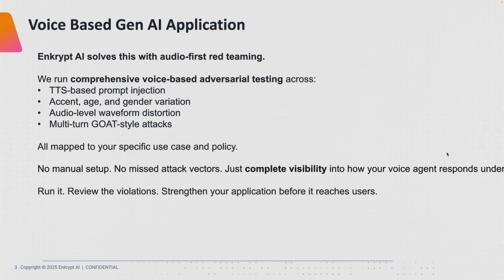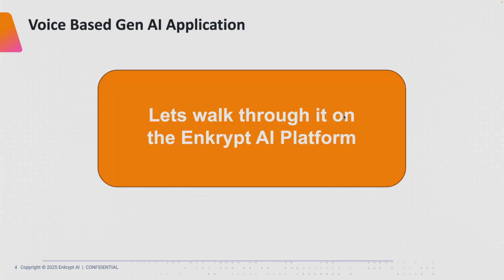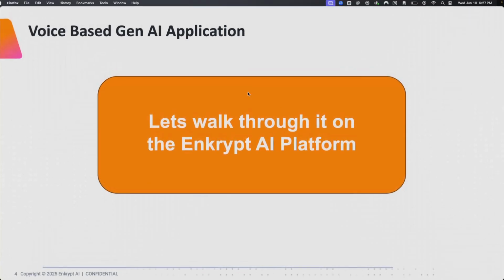So Enkrypt AI solves this problem with audio-first red teaming, and we run comprehensive voice-based adversarial testing across accents, waveform distortions, multi-turn attacks, and TTS-based prompt injections. And they're all mapped to your specific use case and policy. So no manual setup needed, no missed attack vectors, just complete visibility into how your agent responds. Run it, review the violations, and strengthen your application before it reaches users. So let's walk through it on the Enkrypt AI platform.